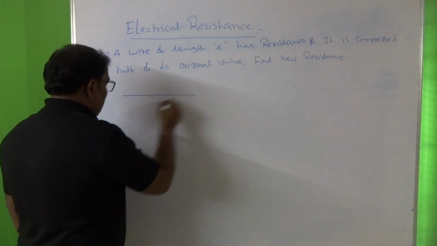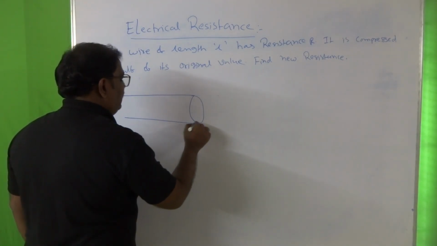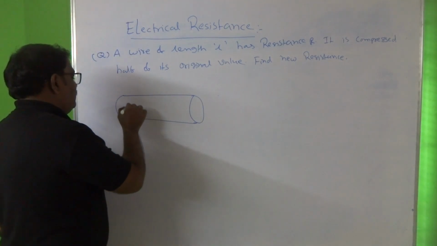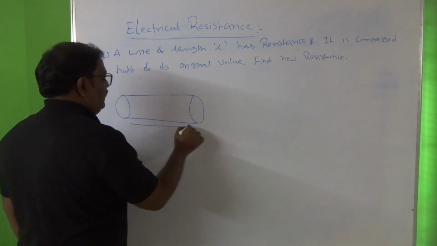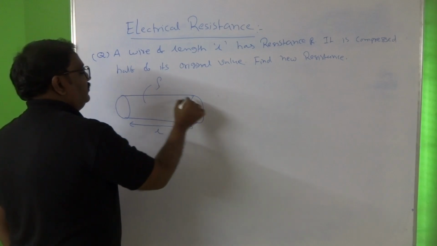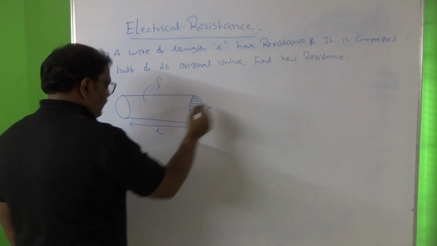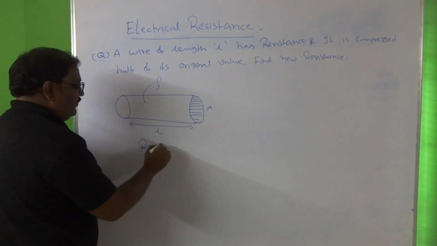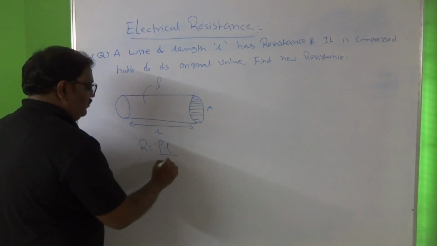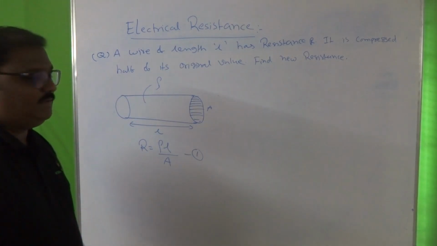Initially he is given one conductor having resistance R and length equal to L, and the resistivity value equal to rho, and the area of cross section equal to A. Then the resistance value R equal to, we know the formula, rho L by A. Let us take this as equation number 1. He is given this one.